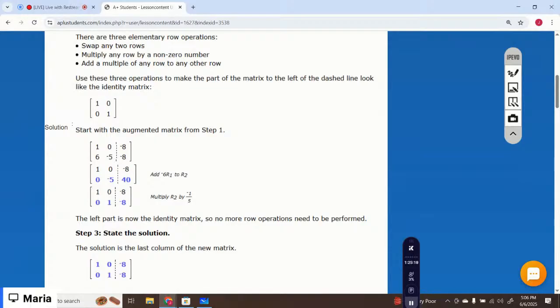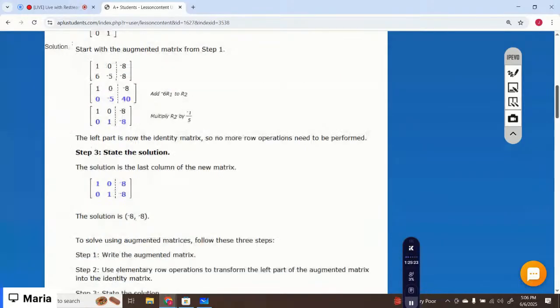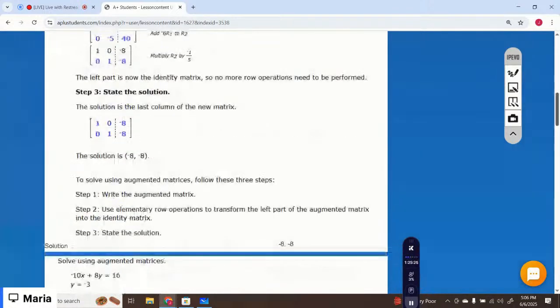So the left part is now the identity matrix. So state the solution. Now the solution is -8 and 8. Got it? Let's just start with the test questions.